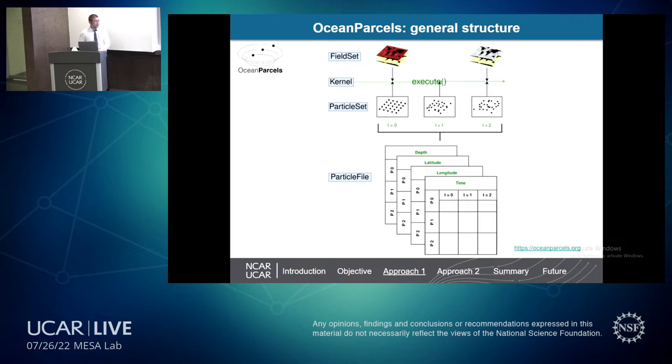The third one is the particle set. This is where you define what types of particles you want, when and where you want to release them, and how many particles you want to release, and you can track other variables like temperature as the particles move. The final is the particle file. It's just where you execute the simulation. You can write and save the output as NetCDF files.